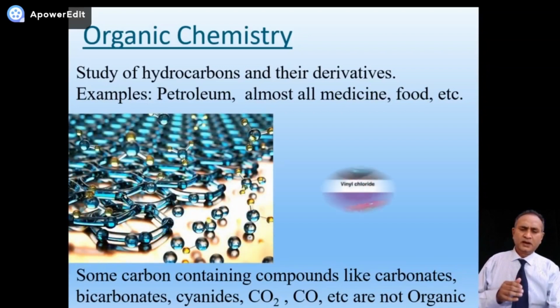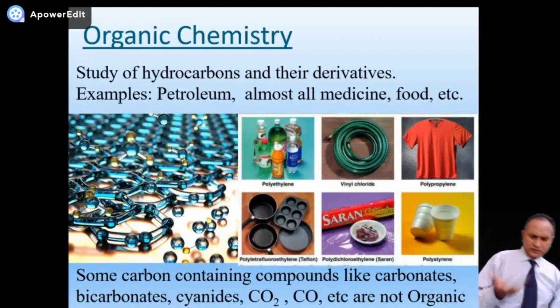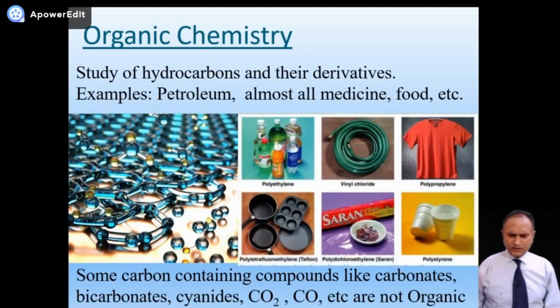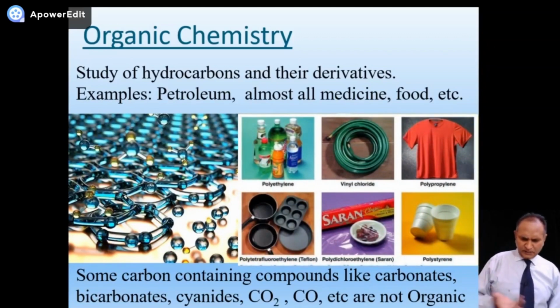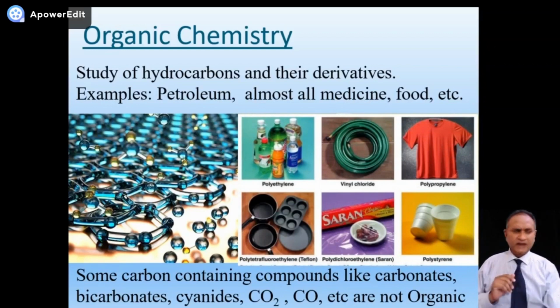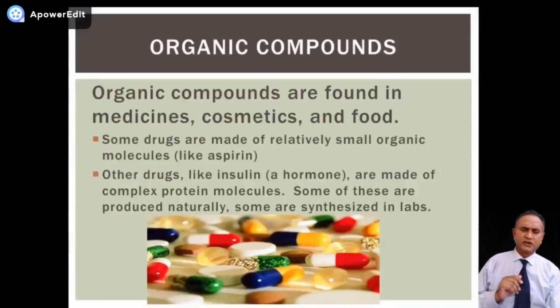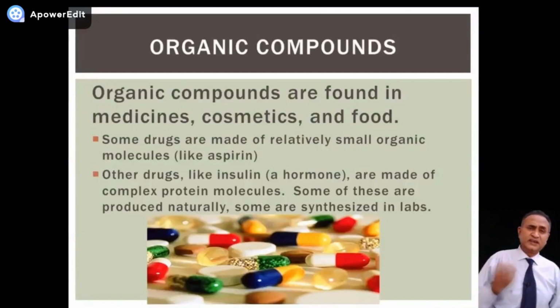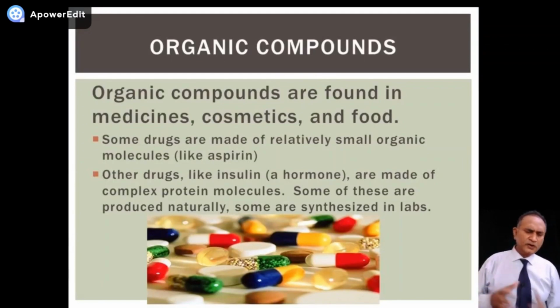These are the different compounds, as you can see: polyethylene, polyester, PVC pipes, chocolates, or fiberglass, etc. All of these are organic compounds. So organic compounds are all around us. Most of the medicines that we use are products of organic compounds. Cosmetics, as I told you earlier, food, as I told you earlier. Some drugs are made of small organic molecules like aspirin.